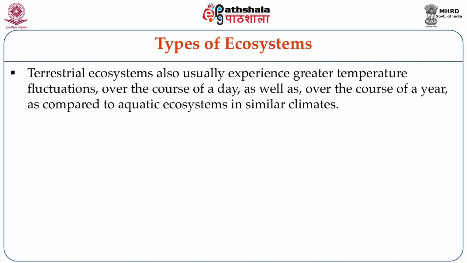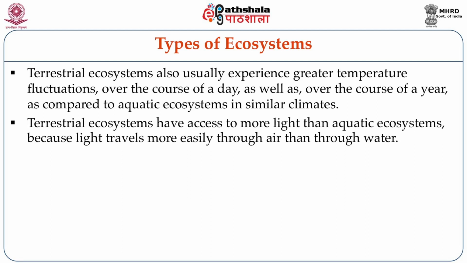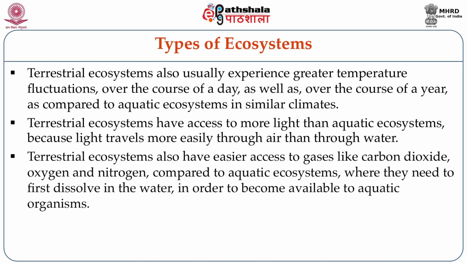Terrestrial ecosystems also usually experience greater temperature fluctuations over the course of a day as well as over the course of a year as compared to aquatic ecosystems in similar climates. Terrestrial ecosystems have access to more light than aquatic ecosystems because light travels more easily through air than through water. They also have easier access to gases like carbon dioxide, oxygen, and nitrogen compared to aquatic ecosystems, where they need to first dissolve in the water in order to become available to aquatic organisms.